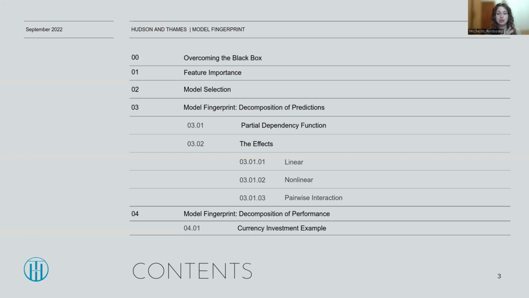So the first part will just be how do we actually calculate specific effects for predictors, right? Because this is in essence the foundation of this model. So we have a linear effect, we have a nonlinear effect, and if we're looking at two predictors together, we have a pairwise interaction effect. And then lastly, the paper gives a currency market example, and this is what we will use to decompose performance. So we'll use this model Fingerprint summary across different models to compare these models, and we'll just see why the model Fingerprint is so effective.